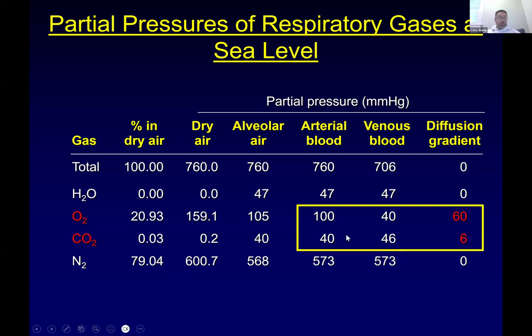Now, when we look at CO2, you have a much, much smaller gradient. In arterial blood, CO2 is about 40. In venous blood, it's about 46. So you have this really, really small pressure gradient.